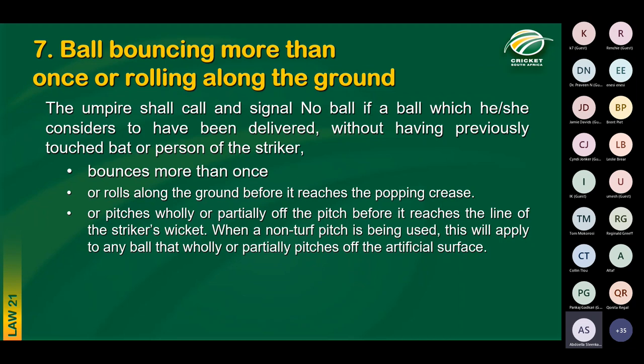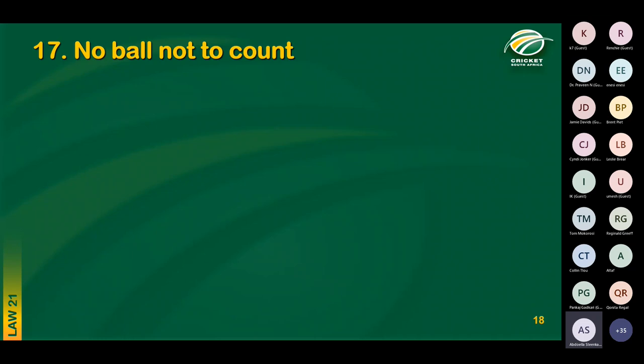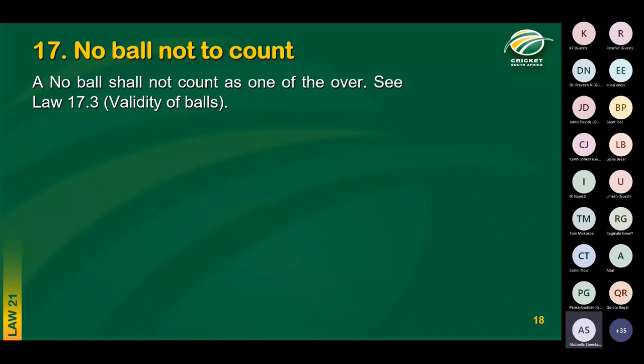But obviously it says either umpire, but the bowler's end umpire is in the best position to make this call. There are times actually where the striker's end umpire can assist you in the call whether the ball pitched before the striker's wicket or after the striker's wicket. So if it pitches off the pitch before the striker's wicket, you can call and signal, or you should call and signal no ball. A no ball shall not count as one of the balls of the over.